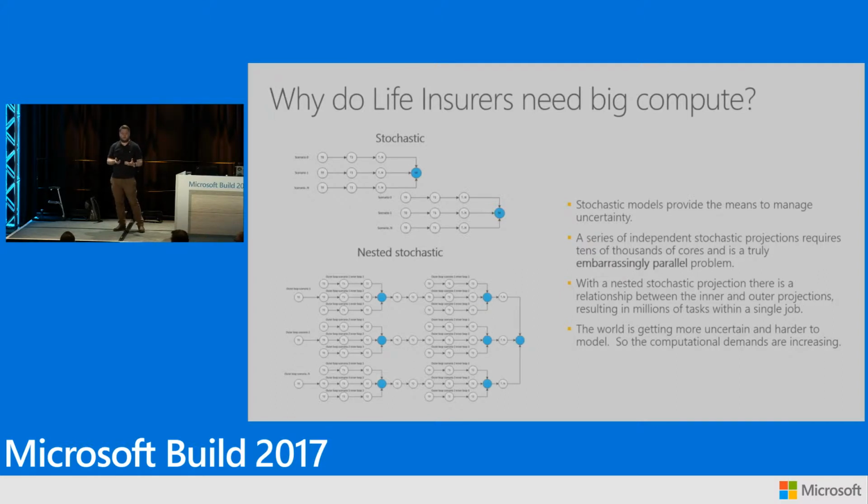In a nested stochastic job, as the name suggests, you have stochastic simulations running inside of stochastic simulations. All that really means for us is our DAGs are bigger. We have more nesting in the DAG, and we have more tasks. In the example I'll show you later, you'll see why we need this amount of scale.